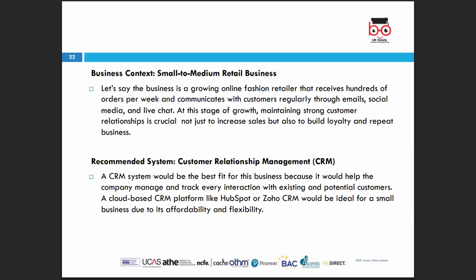So why do we recommend this system? A CRM would be the best fit for this business because it would help the company manage and track every interaction with existing and potential customers. A cloud-based CRM platform like HubSpot or Zoho CRM would be ideal for a small business due to its affordability and flexibility.